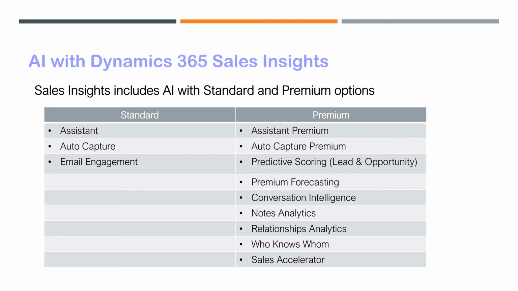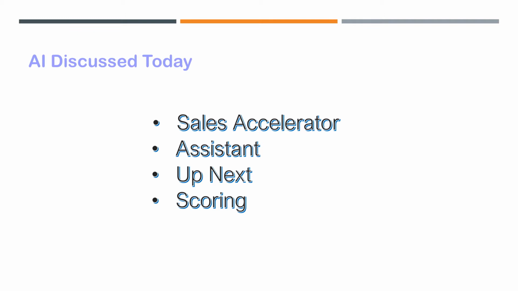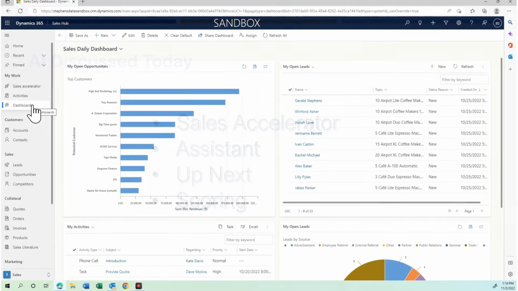And before we begin, I want to mention that we do have some standard out-of-the-box features. Those are listed on the left that automatically come with it. There's no upcharge for those. Then we have our premium features, which are on the right. Obviously, there's a significantly longer list of those, and we will be covering a few of those in our demo. So the sales accelerator, the assistant, up next, and scoring are the things we're going to highlight today. And with that, we're off to our demo.